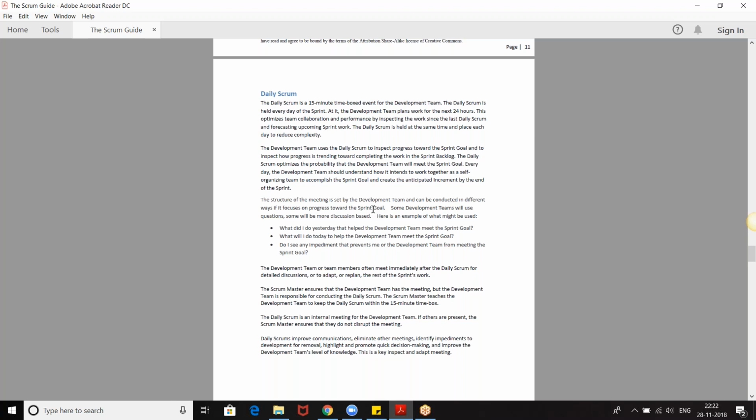So the development team uses the daily Scrum to inspect progress and to inspect how work is progressing. Okay, the daily Scrum optimizes the probability that the development team will meet the sprint goal. So as and when you go towards the sprint, you will understand whether you will be able to meet it or whether you have any hiccups.